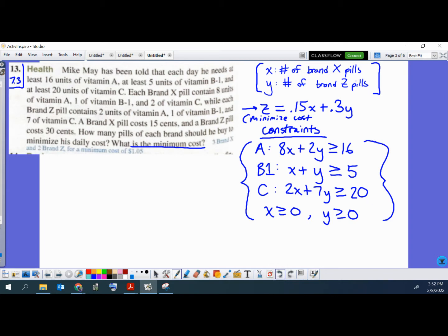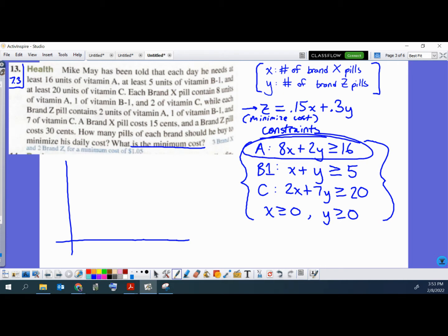So now what we need to do is graph the constraints to get our feasible region. And then we're going to make a table of corner points and find the minimum cost based on that. Okay, so first, to graph the constraints here, I'm going to start with A there, line A.